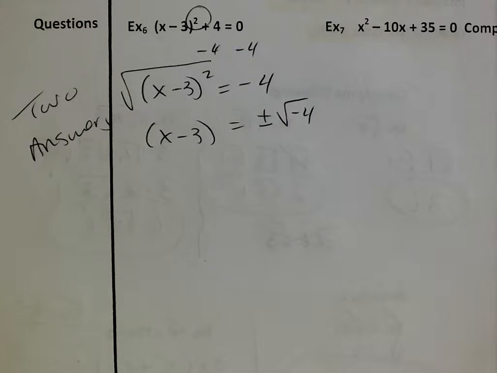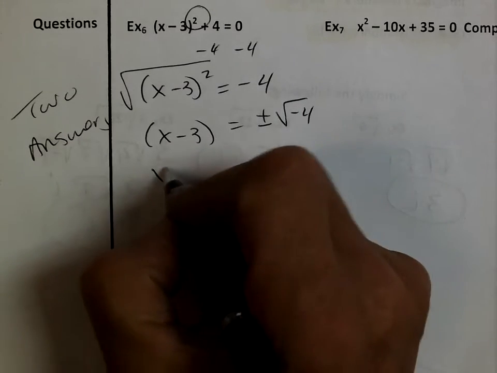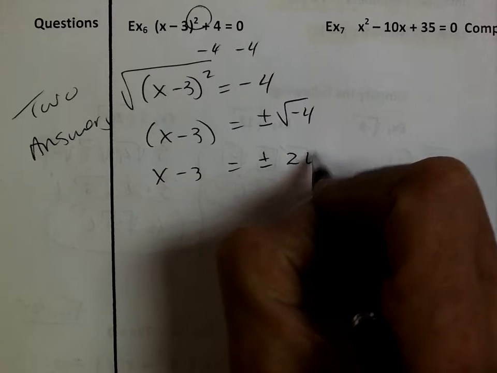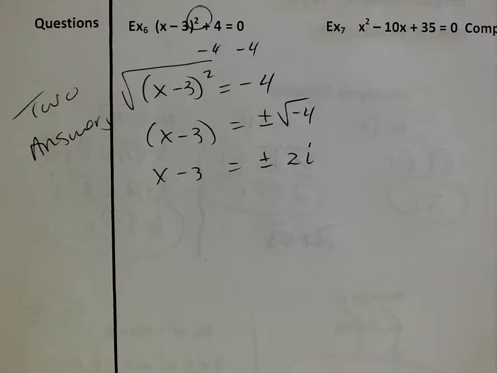How am I doing, okay? So then I'm going to have x minus 3 equals plus or minus 2i. You okay with the 2i? 2i, right? And then I'm just going to add 3. Now you cannot add real numbers with imaginary. That's why we keep them separate.